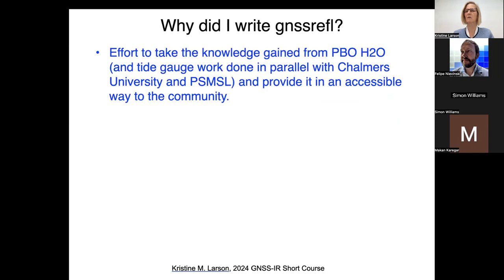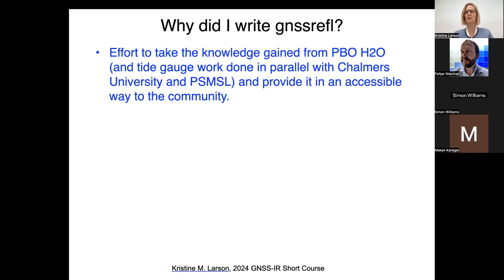I wrote GNSS Reflect because I felt like there was a place for it, that some of the knowledge we developed in PBOH2O was being lost in some sense because we hadn't made the codes public. The codes were just too ugly, as you can imagine, with a code that's run by Fortran, MATLAB, shell scripts, and so on. And we have never made our tide gauge work done with Chalmers and PSMSL public. Every time we did a paper, we would dust off our code, but it wasn't public.